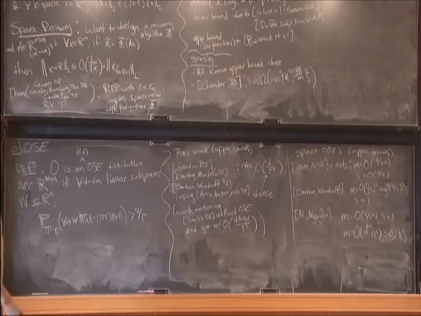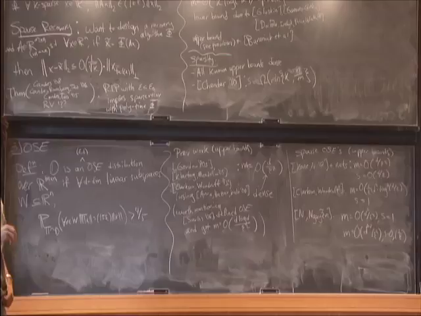Same with RIP. There's work by Rudelson and Vershynin showing that if you sample rows from a Fourier matrix, you'll get RIP. They don't get quite the correct number of rows, but they get close to it. And for OSEs, well, JL implies OSE, so you can also use these Fourier-based approaches for OSEs.